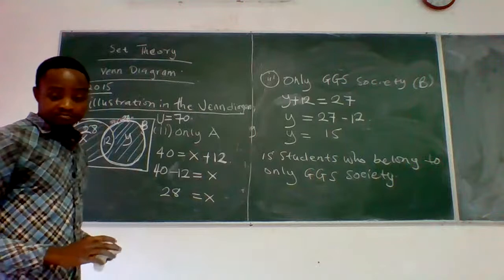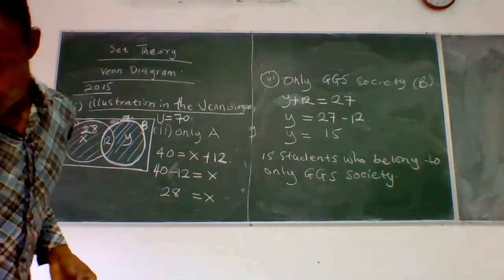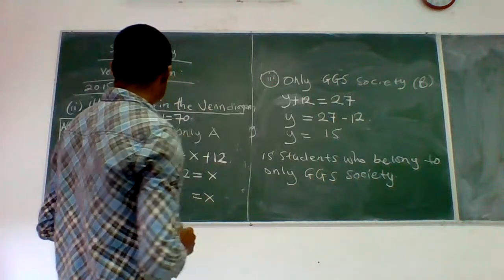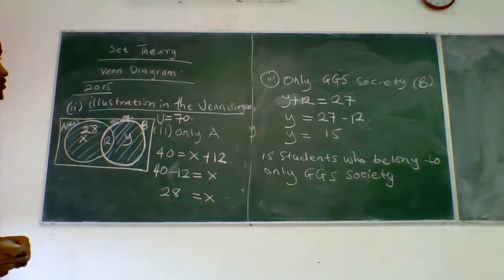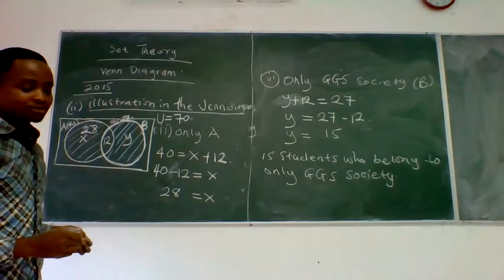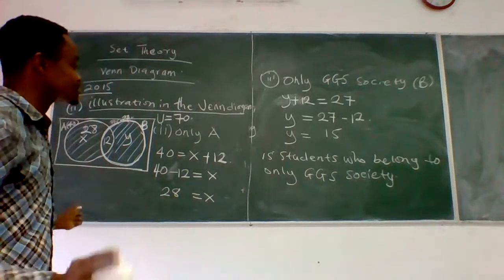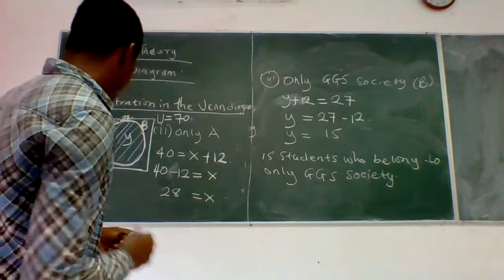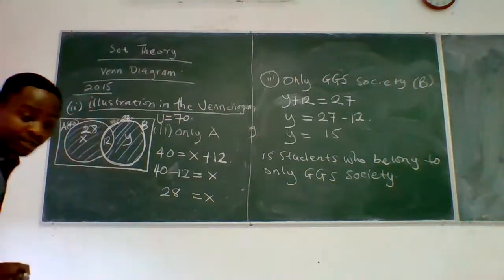Okay, and then the next question is, we should find those students who decided not to belong to any of the societies. They choose not to belong to any of the societies. And what does that mean?